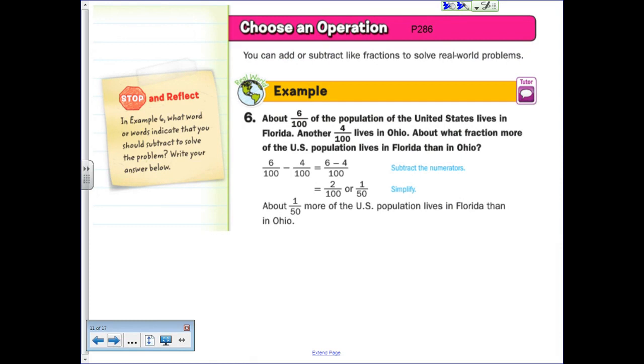Choose an operation, page 286. It says you can add or subtract like fractions to solve real-world problems. About 6 out of every 100 of the population of the United States lives in Florida. Another 4 out of 100 lives in Ohio. About what fraction more of the U.S. population lives in Florida than in Ohio?